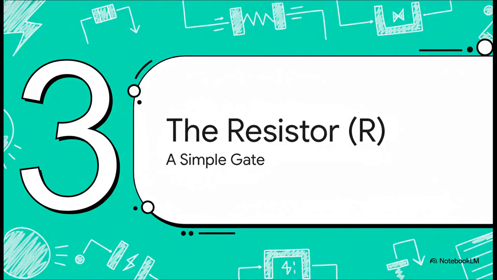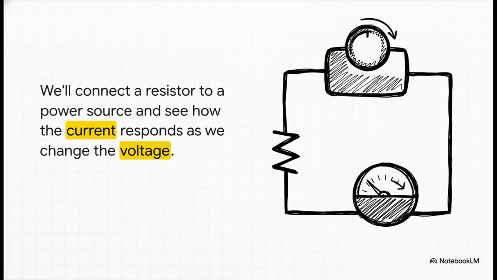All right, let's meet our first component. This little guy is the resistor, and its entire reason for being is to create that resistance we were just talking about. You can think of it as the most basic, most fundamental gate for electricity. To really see what it does, let's just do a quick experiment. We're going to hook a resistor up to a power supply and just watch what the current does when we start messing with the voltage.